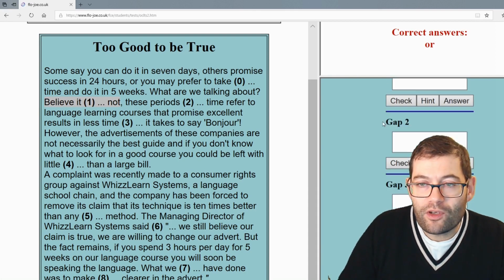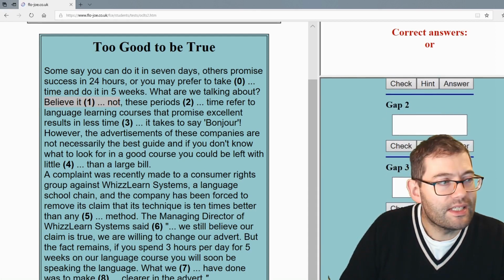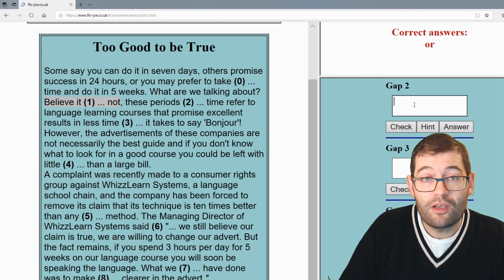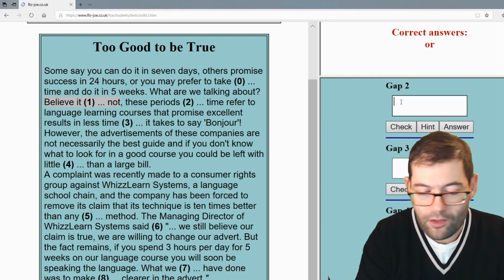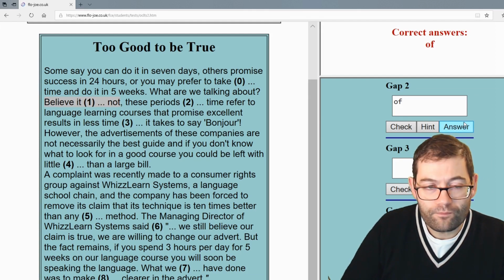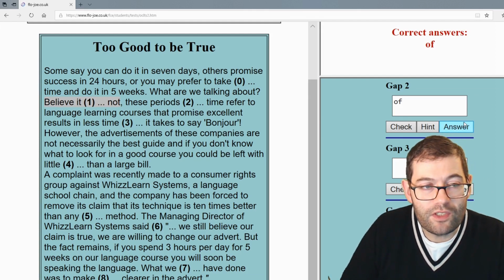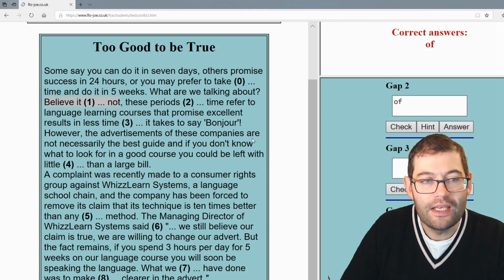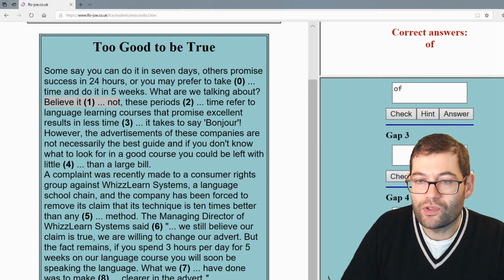What do we need here for number 2? I'm going to scroll up. You'll see the answers above my head. What we need here is a preposition. These periods, what's the preposition? You have periods of time. Periods of time refer to language learning courses that promise excellent results in less time than it takes to say bonjour.